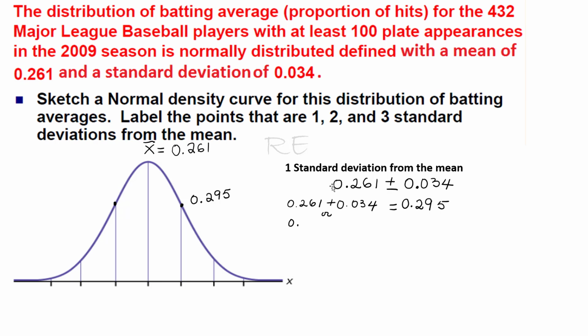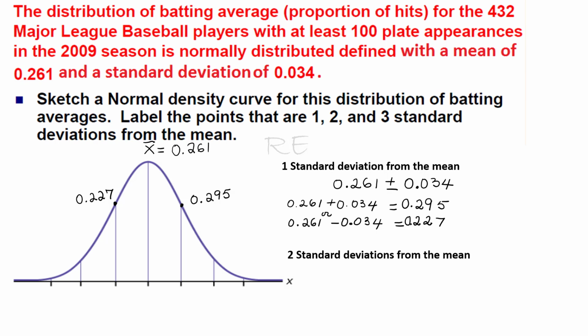Now, 0.261 minus 0.034, that's 0.227. 0.227 is located to the left of the mean.